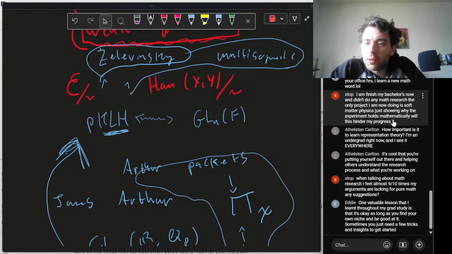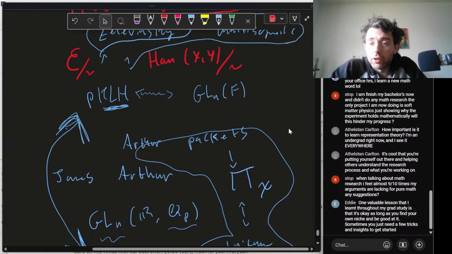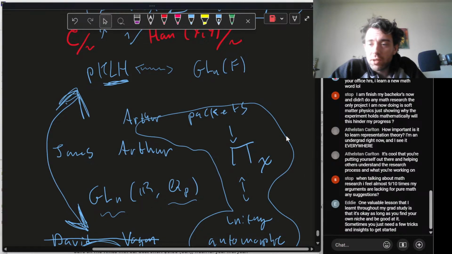Just showing why the experiment holds mathematically will hinder my progress. I don't know if it'd hinder your progress. Depends what you want to do. Depends what you're aiming for. You're doing soft matter physics. I don't know what soft matter physics is, but yeah, depends what you want to do. If you want to do more math, then probably you should lean into math more.